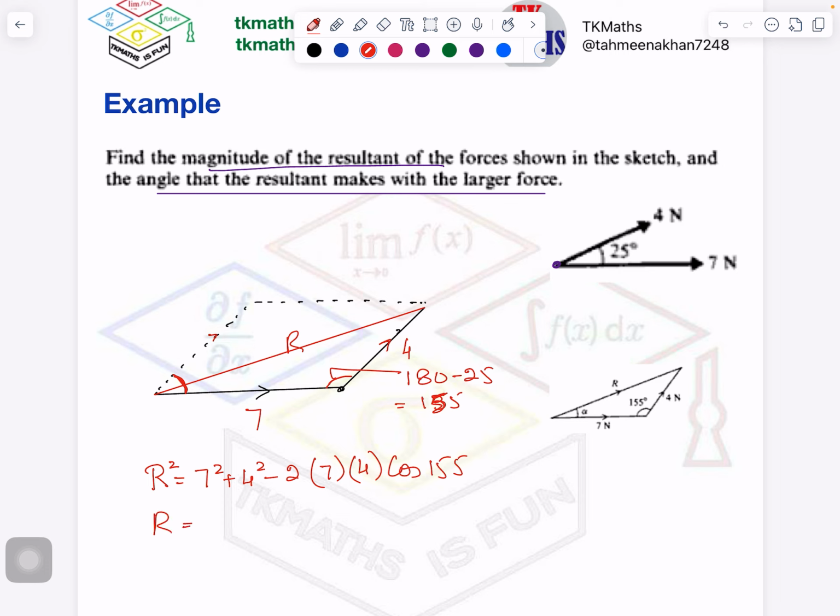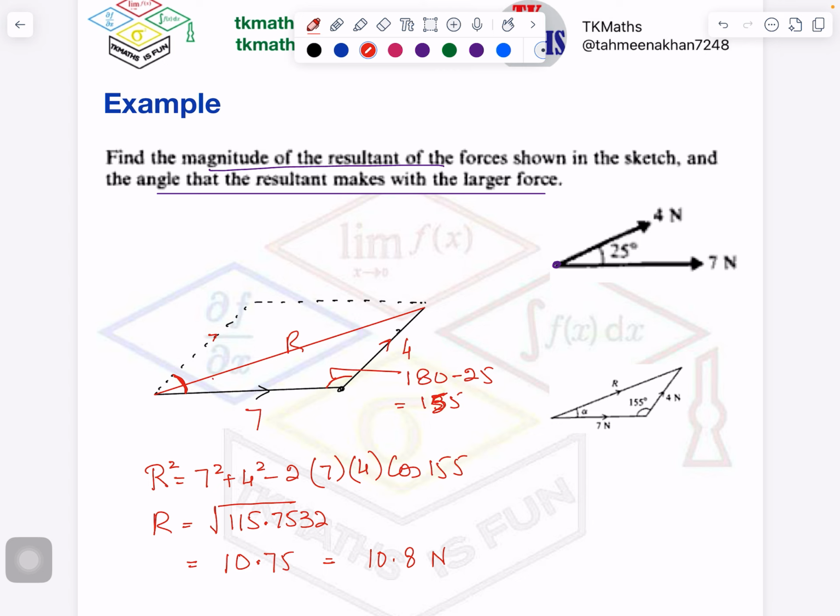So let's do it. Pick up the calculator. 7 squared plus 4 squared minus 2 times 7 times 4 times cos of 155, and then you will take the square root of it. It is 115.7532. We write the answer in 3 significant figures. So it will be 10.75, which means it is 10.8 Newton. So this is your resultant force.